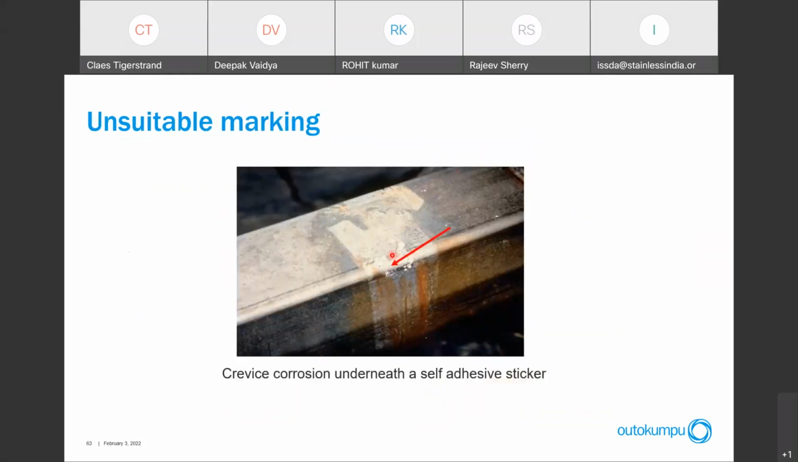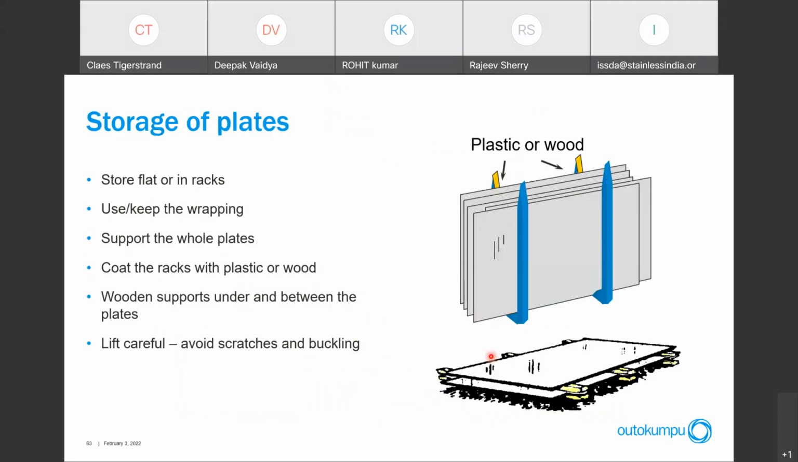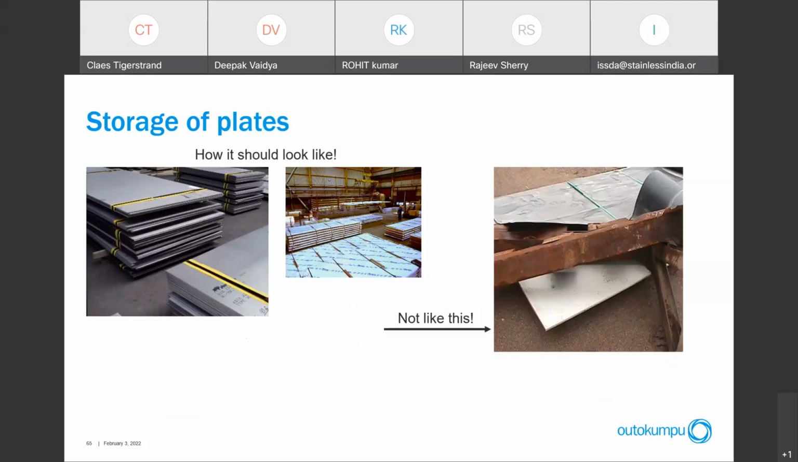And also unsuitable marking, remove it, because otherwise you can have crevice corrosion underneath stickers, for instance. So store it flat or in racks. As we said, support the whole plate so you don't get deformations. Lift carefully, be very careful, protect the surface, avoid contamination.